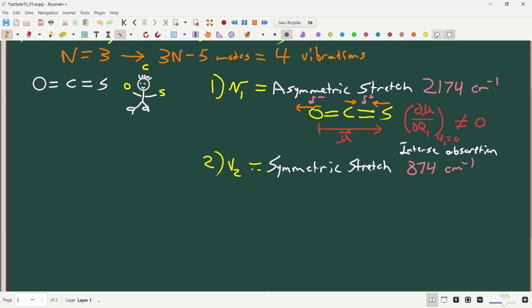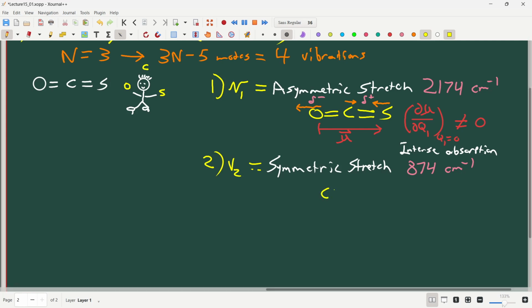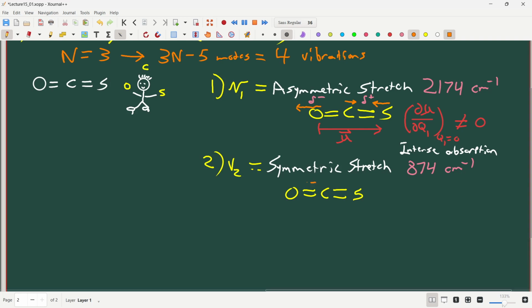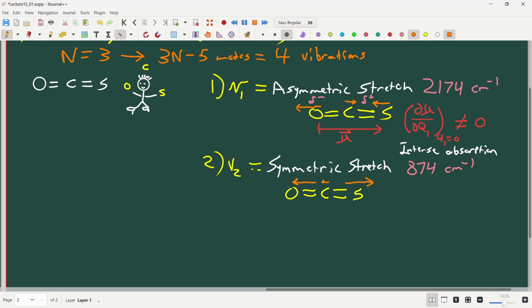And by the name, it should be obvious what this looks like, right? If the asymmetric stretch brings the sulfur in, then the symmetric stretch should bring both the O and the S out. And that's exactly what it does. This goes out this way. The carbon also moves a little bit, and then the sulfur stretches out this way, like that. The symmetric stretch.